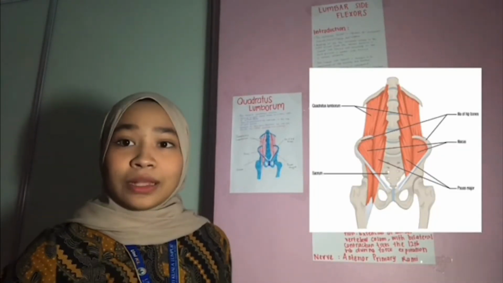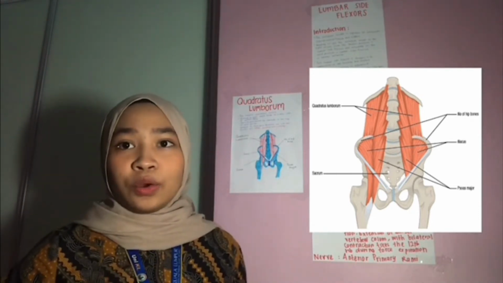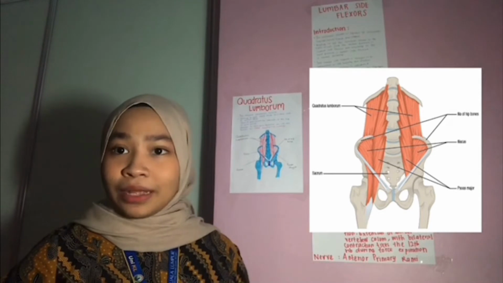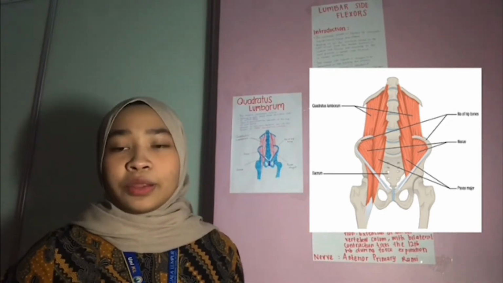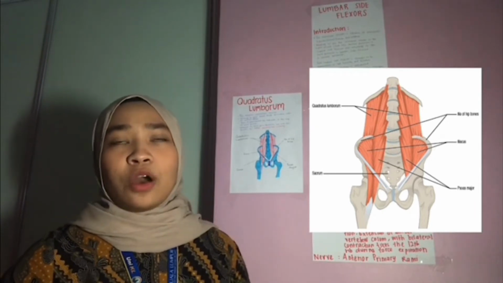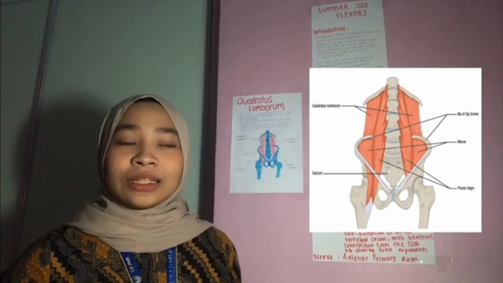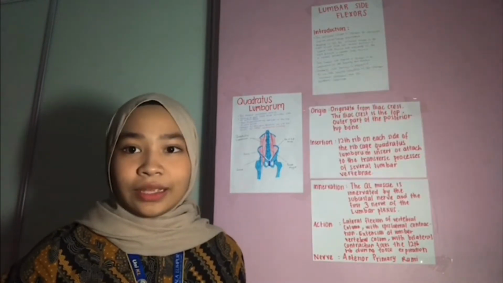So quadratus lumborum muscle is the deepest abdominal muscle. It's actually located at your lower back on either side of the lumbar spine. It starts at your lowest rib and also ends at the top of your pelvis. It's common to have pain here because we use this muscle for sitting, walking, and also standing.